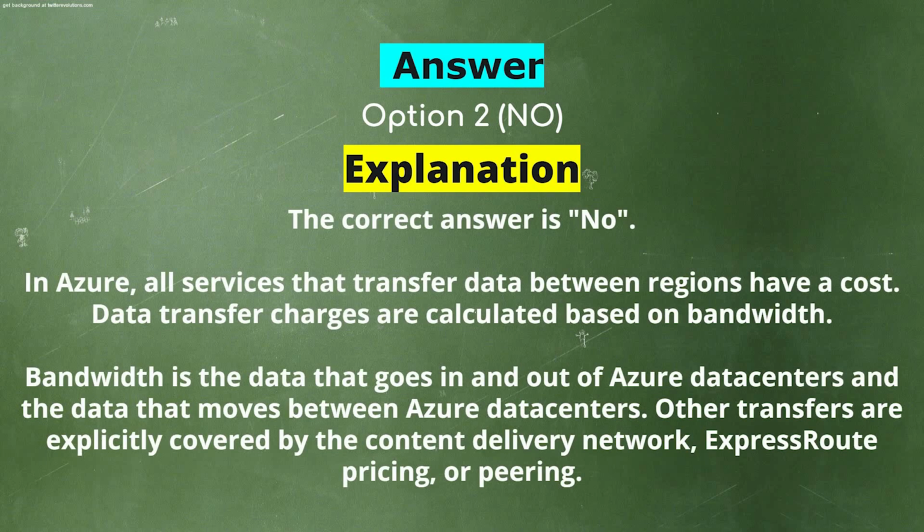In Azure, all services that transfer data between regions have a cost. Data transfer charges are calculated based on bandwidth. Bandwidth is the data that goes in and out of Azure data centers and the data that moves between Azure data centers. Other transfers are explicitly covered by the Content Delivery Network, ExpressRoute pricing, or peering.